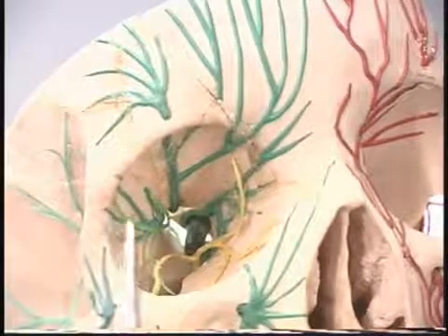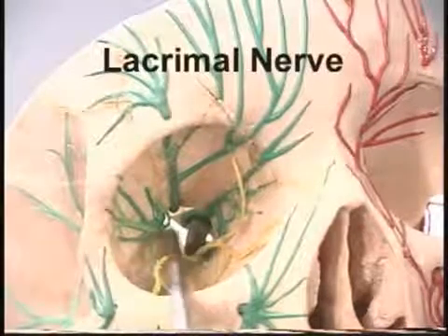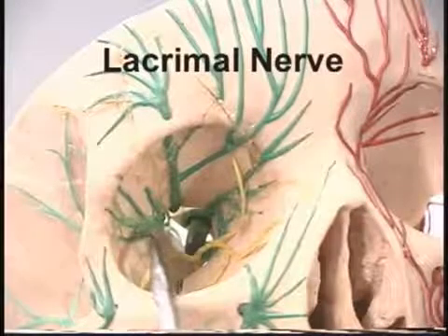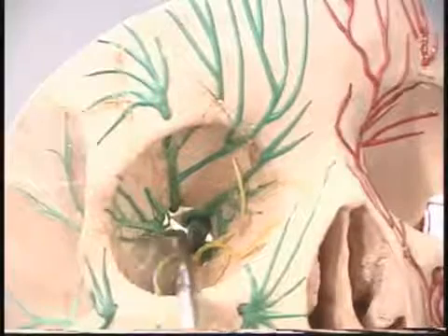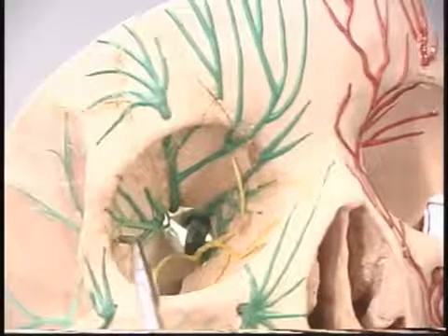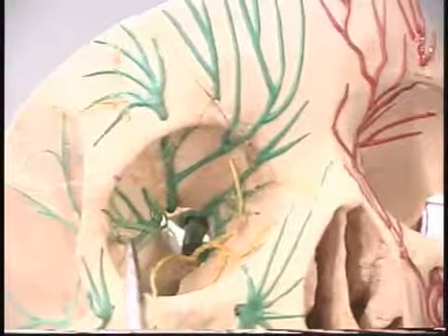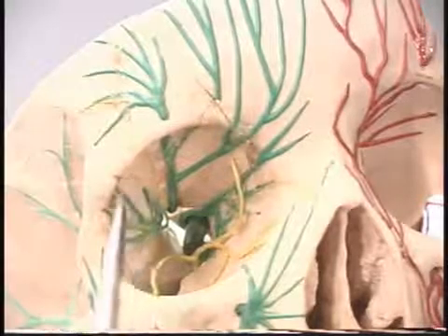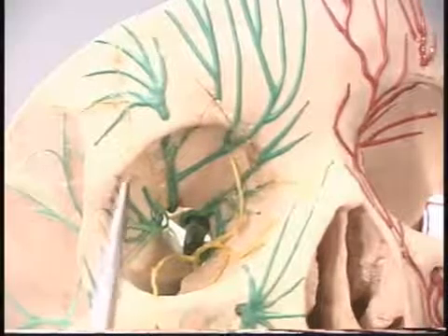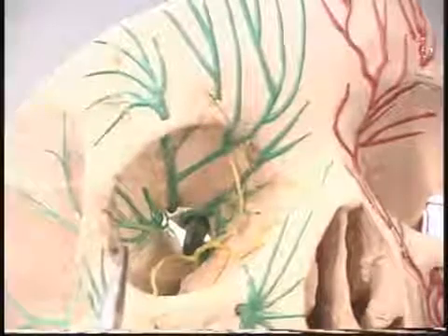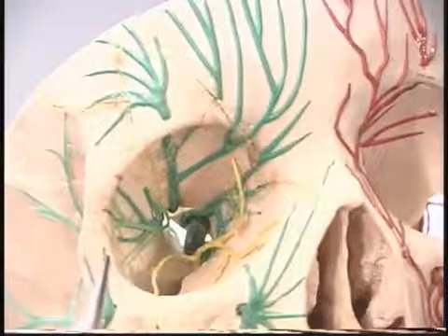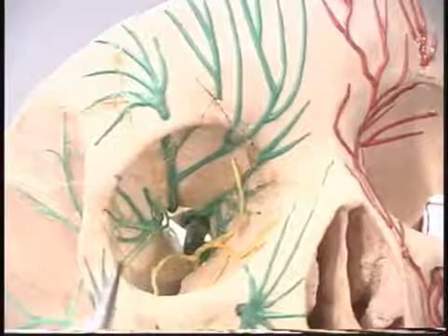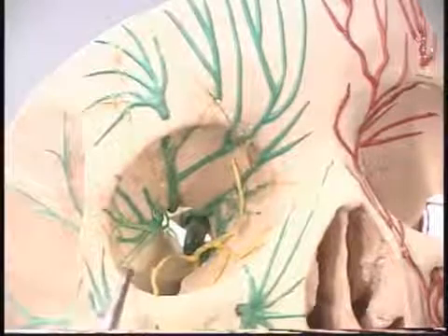The third branch is the lacrimal nerve. The lacrimal nerve runs on the lateral aspect of the orbit towards the lacrimal gland. It supplies the skin over the lacrimal gland. So here we finish the branches of the ophthalmic nerve.